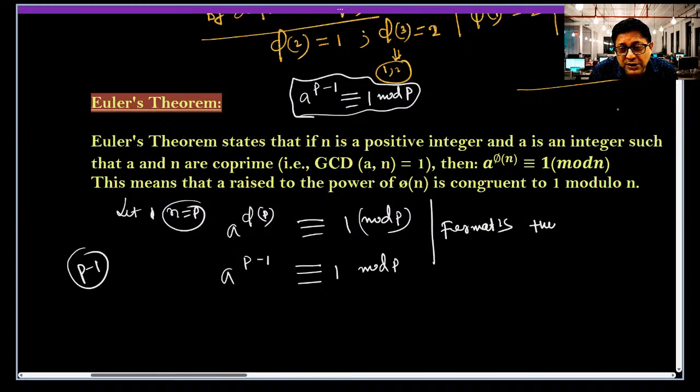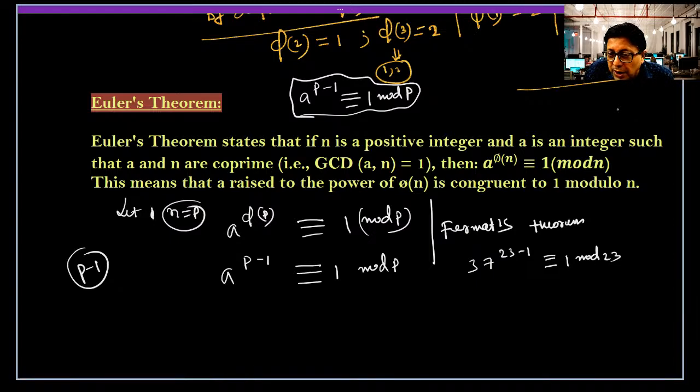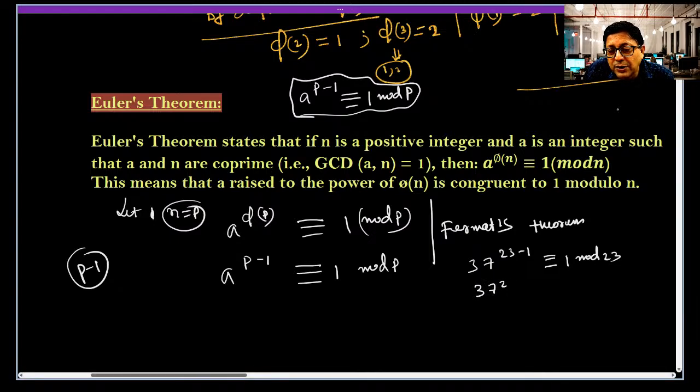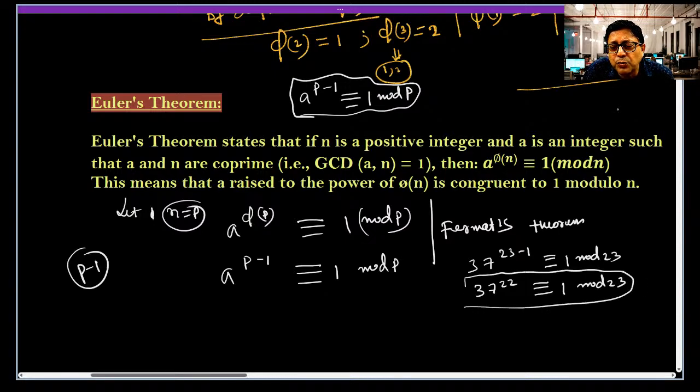We have used it to solve many problems by remembering that the modulus must be prime. Like 37 to the power 23 minus 1, that is 37 to the power 22, we can say it is congruent to 1 mod 23. That is, when 37 to the power 22 is divided by 23, the remainder is 1. Such a huge sum can be solved in one step.